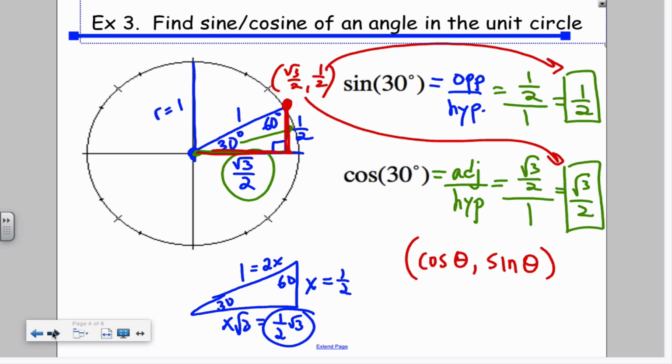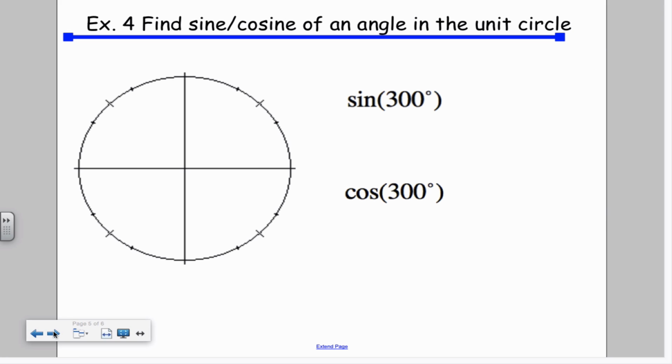Let's do another example. Last one. Let's say we want to find the sine of 300 and the cosine of 300 degrees. Well, the first thing we got to do is figure out where 300 degrees is. So I'm going to draw the angle. And 300 degrees is in quadrant 4.